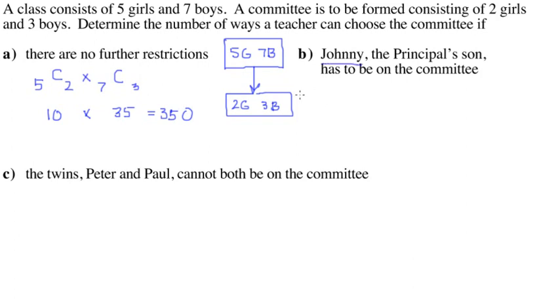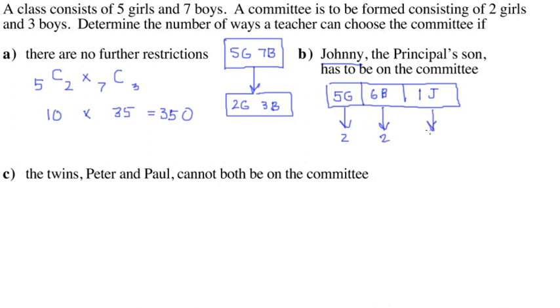Now, Johnny has to be on the committee. That changes our selection groups. This isn't the only way to do it, but it's one way to do it. You can say, now my class looks like this. I have 5 girls, and I have 6 boys, and then I have 1 extra special boy named Johnny. And the selections are going to be from the 5 girls, you get to pick 2. From the 6 boys, you get to pick 2. And from the 1 Johnny, you get to pick 1. Okay? We get our total of 3 boys.